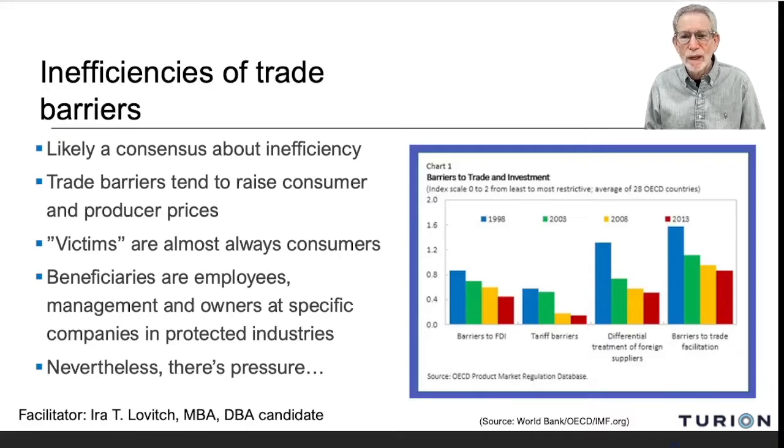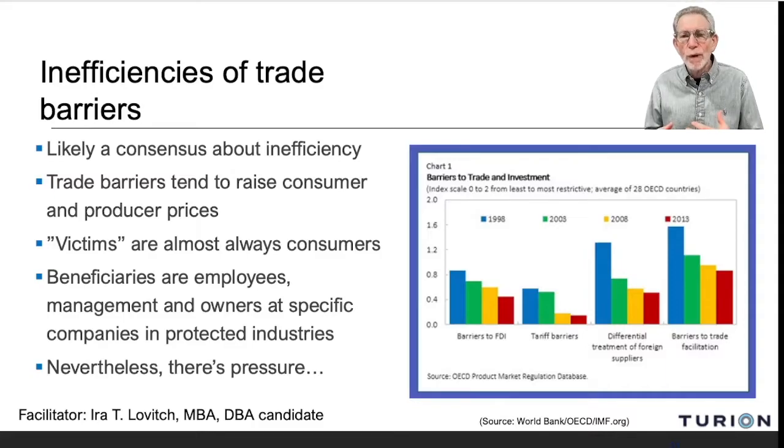And you'll notice here in this slide, there's a graphic from the OECD, and it is indicating overall what the barriers to foreign direct investment, what tariff barriers have been, and how they might have fallen. As you can see, the red is the most recent data. And overall, barriers to trade have been falling since 1988. So the barriers have been falling. This is World Bank data and OECD, as well as the IMF, International Monetary Fund.